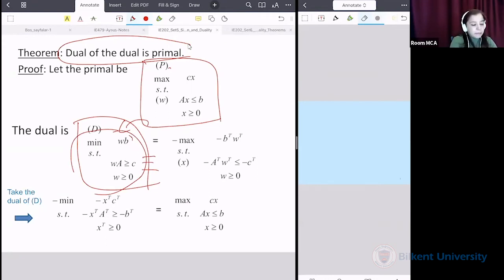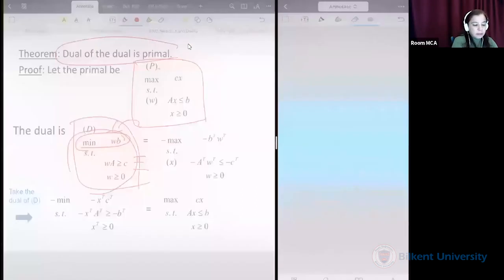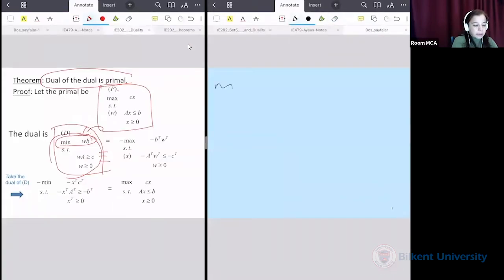Now, minimizing something is equivalent to minus maximizing the minus of it. Of course, you have to be careful where you're multiplying it from, right? So minimizing WB is equivalent to minus maximizing minus B transpose W transpose, because I'm multiplying everything with minus 1, and this is what happens in linear algebra, right? Okay.